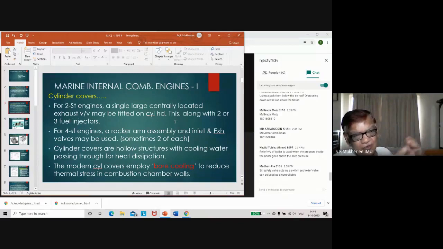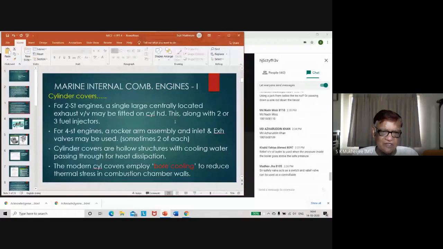So that heat will cause the component to lose its properties. If it becomes very hot, what happens to steel if you keep heating it? It will become soft. It will become red hot. It will become soft, and then it will get distorted and the whole purpose is lost. You have a distorted engine.